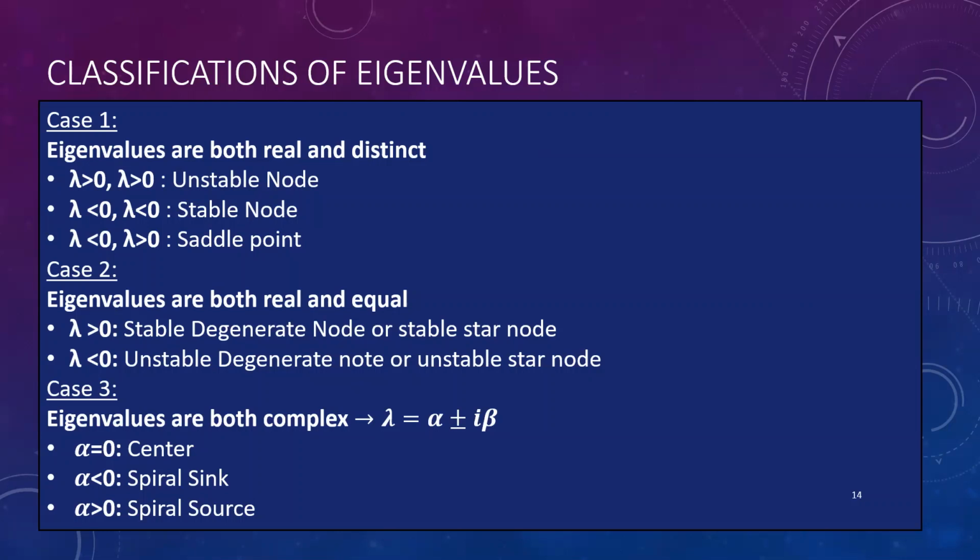In case 3, we have complex numbers, and that is how the eigenvalues are represented. Case 3 uses alpha, which is the real part of the complex number, as the center. Here, we can see that if alpha is equal to 0, it's a center. If alpha is less than 0, we have a spiral sink. And if alpha is greater than 0, we have a spiral source.